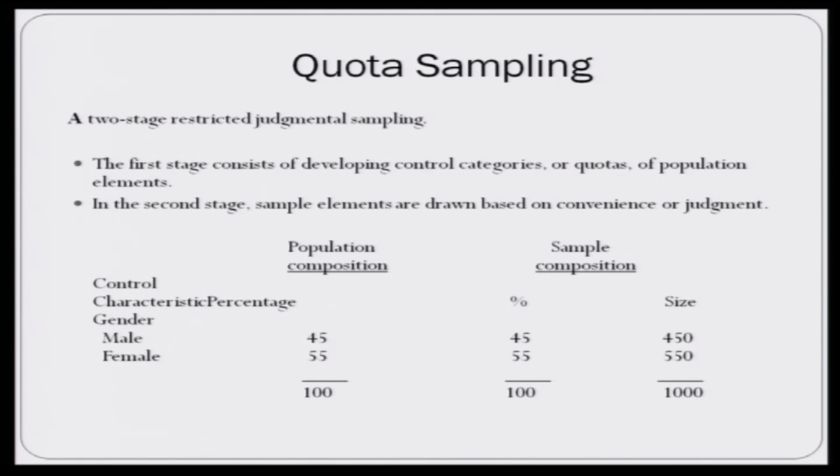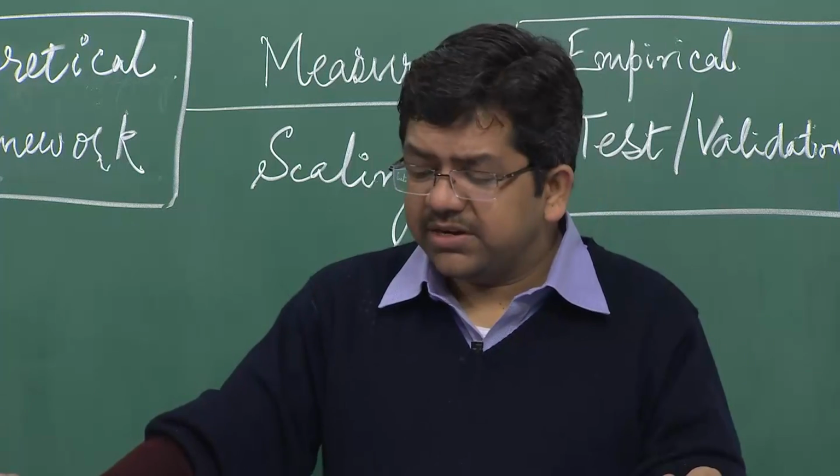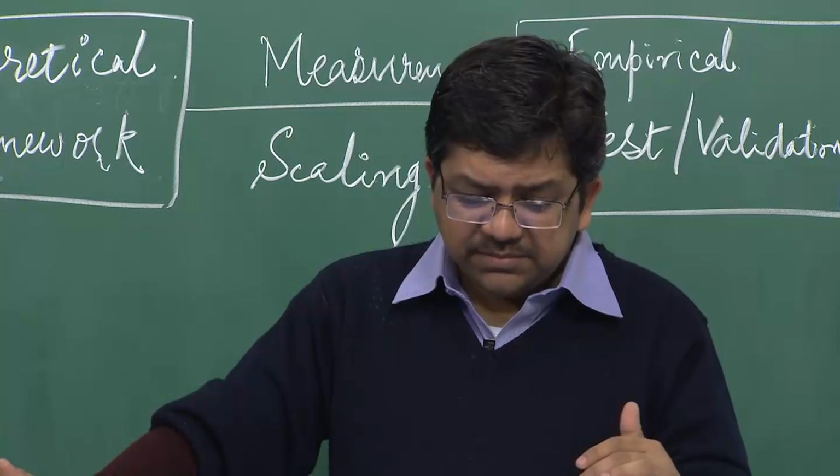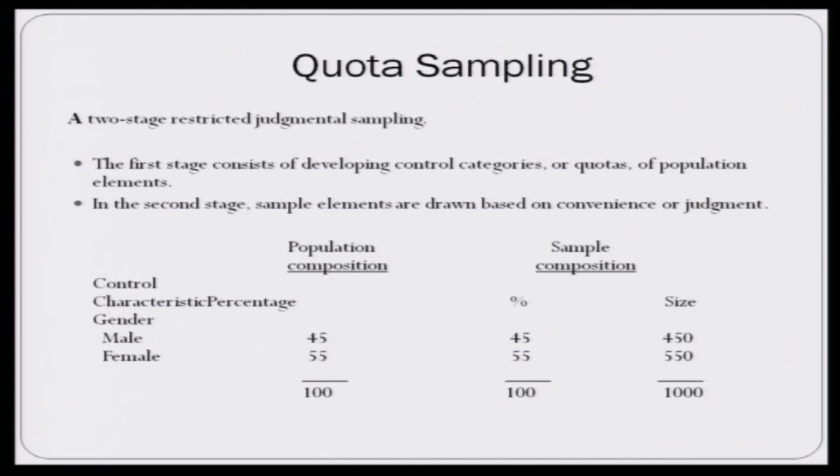Suppose you are doing a study where both males and females are involved, and the behavior or phenomenon that you are studying is affected by this gender difference. Because of this kind of categorization within the population, your results will vary across the two genders. So first we divide the population into these two quotas or groups, and then we draw the samples. Sample elements are drawn based on convenience or judgment.